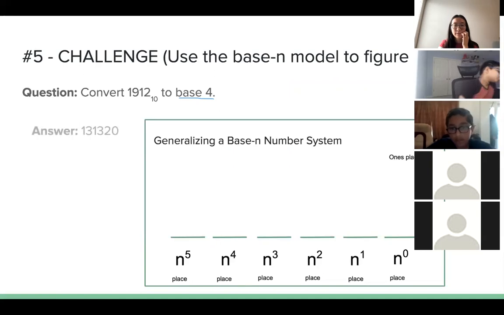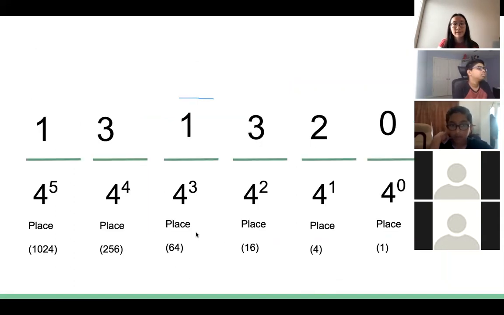If we look back over here at our base n number system, you can see that the place values for any number base are just going to be n raised to a bunch of different powers. Since we're trying to go to base 4 here, we basically just replace n with 4. And now we know what all the place values are: 1, 4, 16, 64, 256, and 1024.